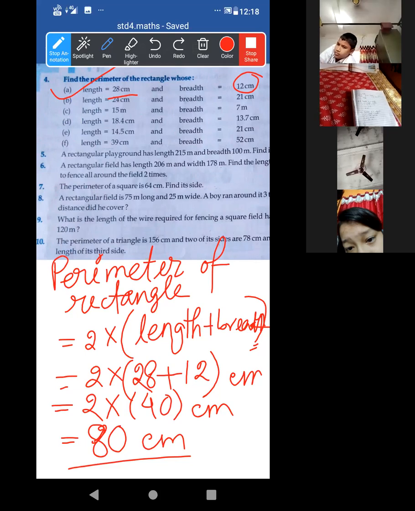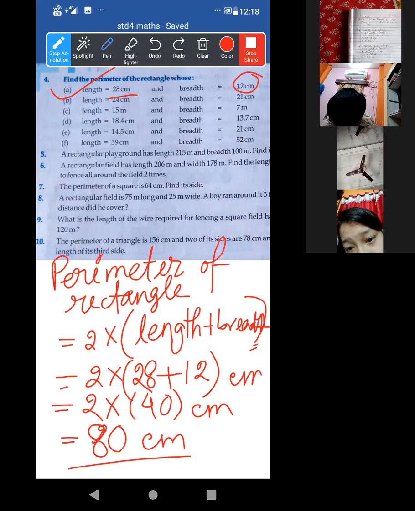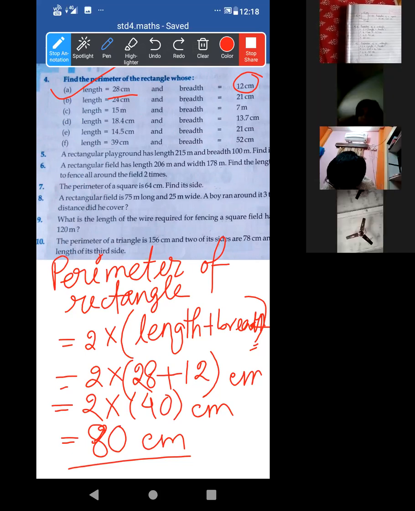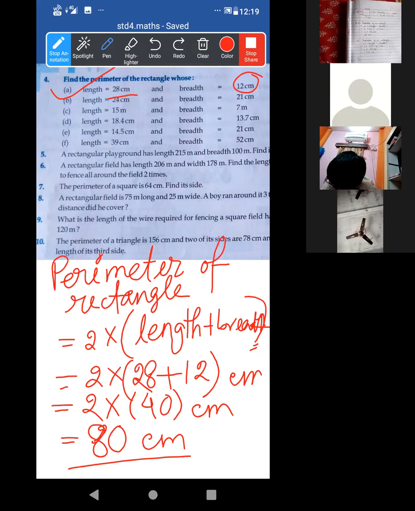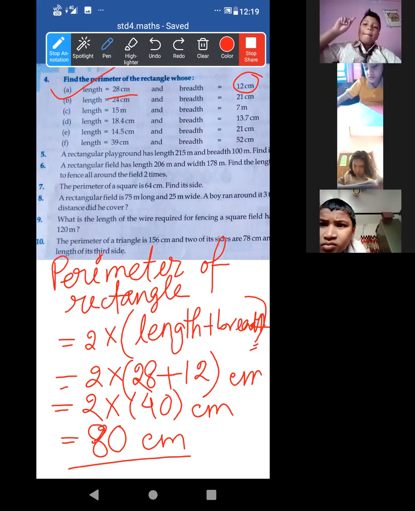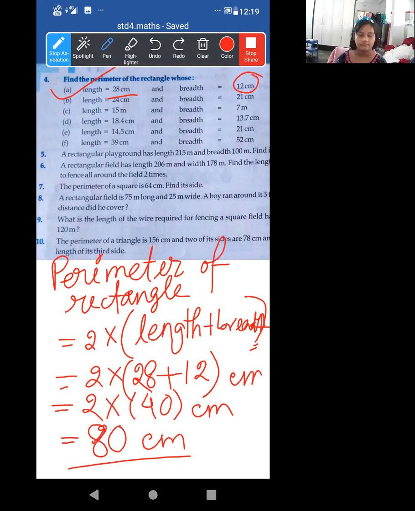Acha, Bonusri, show me your copy again. Acha, you have done B also. Okay, good. But B will be your homework. Okay, no issue. You have done. That is very good. Okay. Now the next one. B and C will be your homework. I am doing number D.